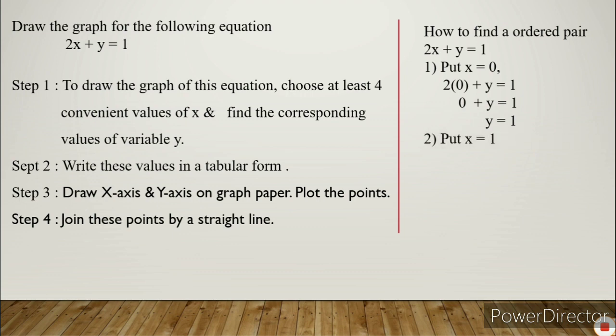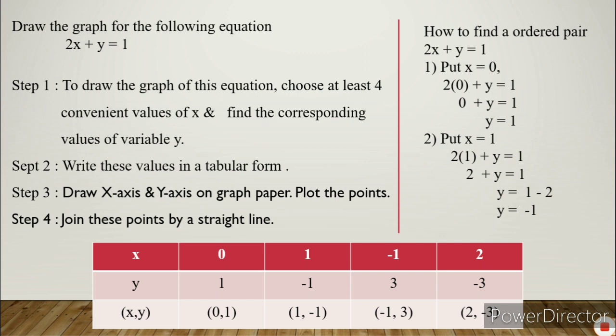Second value, put x equal to 1 in the given equation. So, 2 into 1 plus y equal to 1. 2 into 1, 2, plus y equal to 1. Therefore, y equal to 1 minus 2 equal to minus 1. So, in this way, we get the ordered pairs. Now, we have to plot the points on the graph paper.